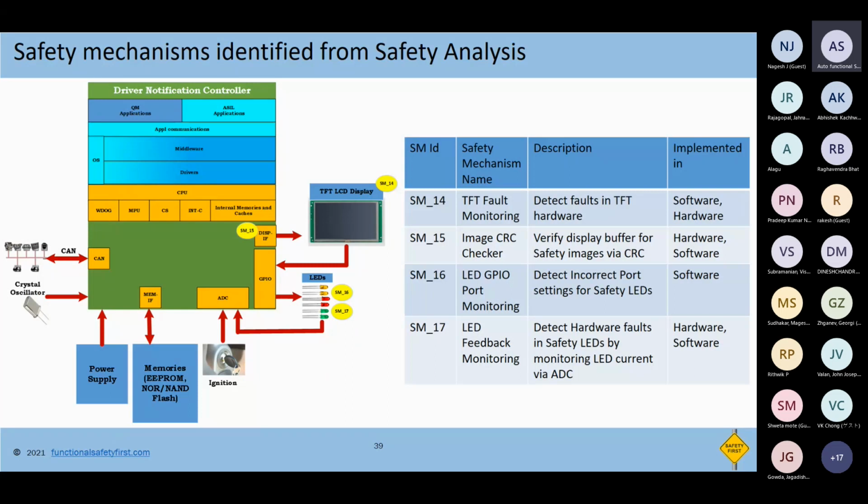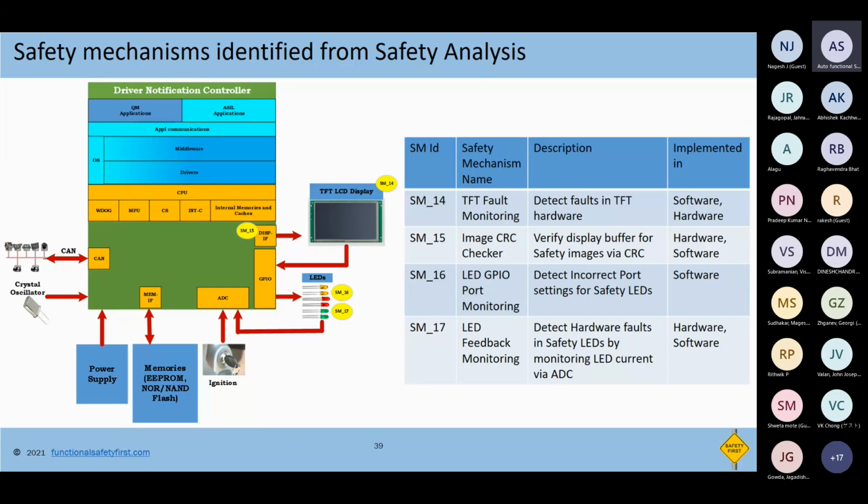Since we have the GPIOs driving the LEDs, the ports that are driving the LEDs, we are implementing based on safety analysis. We identify that ports can have faults, and we need to monitor the ports by reading them back to detect any incorrectness or a corrupted port setting. So we have considered GPIO port monitoring as a result.